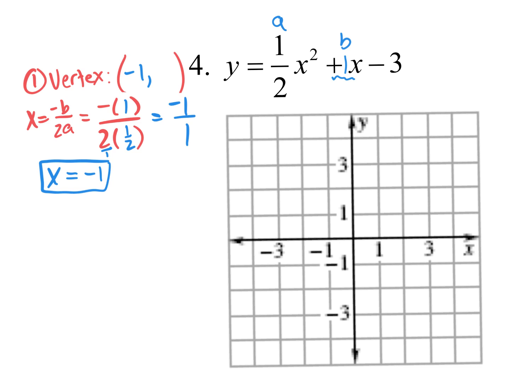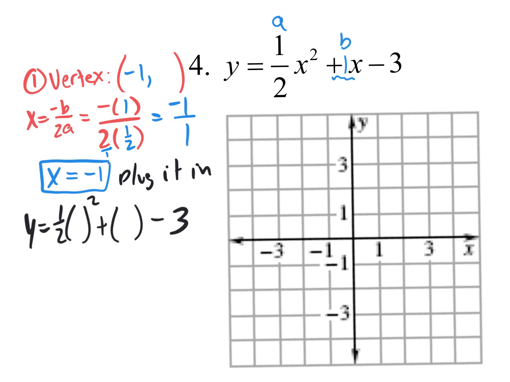And in any situation, whenever you have an x and you want to find the y, all you do is plug it in. Plug it into what? Into the original equation. So I'm going to start by copying down this original equation, but instead of x's, I'm going to put parentheses. So I have y equals 1/2 parentheses squared plus parenthesis minus 3. And we are plugging in a -1 right in there.